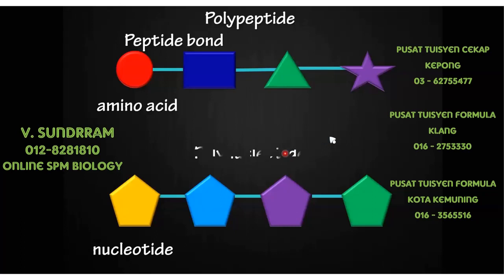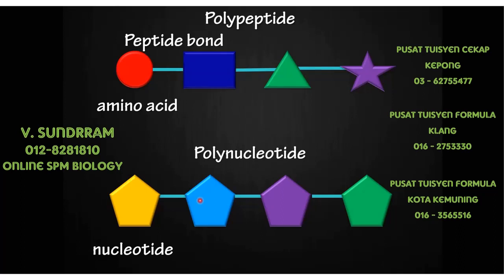We call this polynucleotide. Banyak nucleotide berhubung antara satu sama lain. Many nucleotides linked to one another, but in here you don't have to know the name of the bond. Polypeptide, you need the bond. In here, yes, they have a bond, the name not needed. So we have many nucleotides linked to one another through bonds.